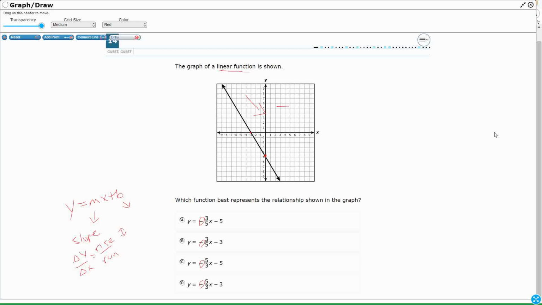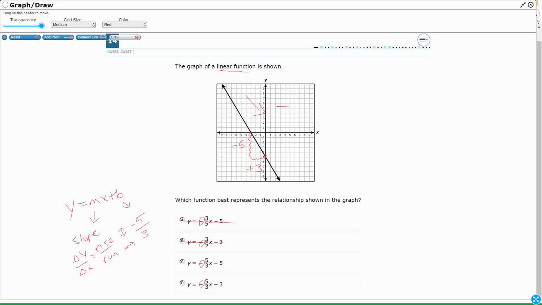I'm going to go from 0 to -5, so that's 1, 2, 3, 4, right, there's my -5. And then my run is going to be to the right, so that means it's going to be positive. 1, 2, 3, going from -3 to 0. All right, so my rise is -5 and my run is 3, so it looks like it's going to be -5/3. So we can eliminate A and B.